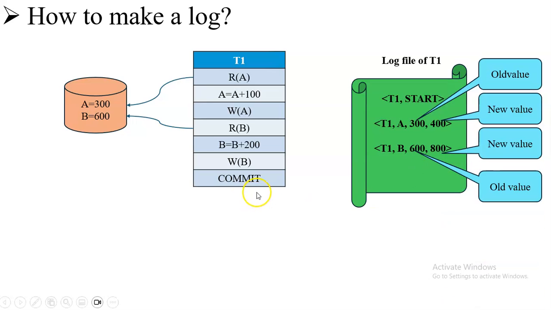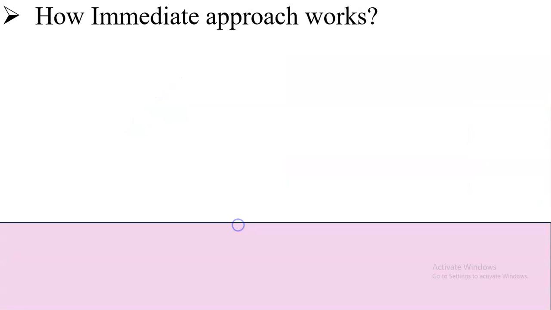Now the last one is what? The commit operation. That will also keep a log in the log file. This is how a log is maintained for immediate database modification. So in the deferred database only the new values were updated, but in immediate there are old and new values both maintained in the log file.